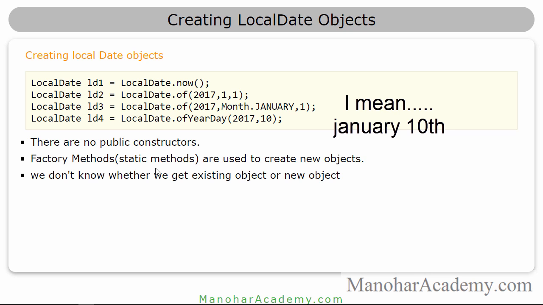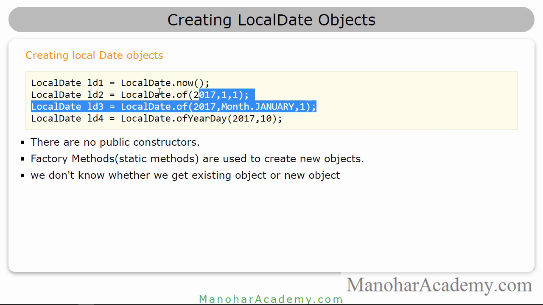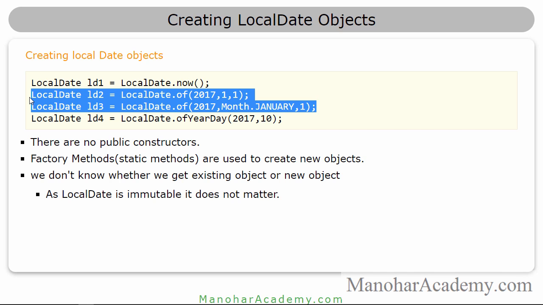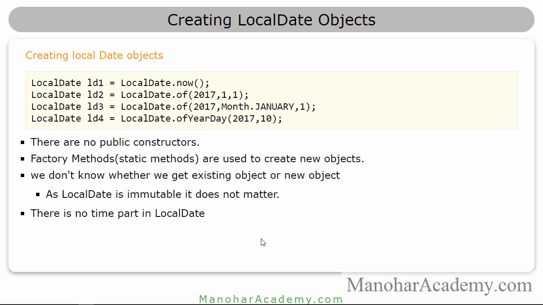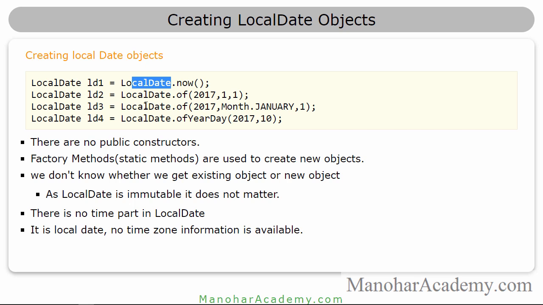Okay, and also we don't know whether we are going to get the same object by these two calls. We may be getting the same object or a new object. We don't know that. But because local date is immutable, it doesn't matter whether we are getting the same object or a new object. We are getting an object. That's it. Okay, and as we can see here, there is no time part in the local date, so it only stands for a date. It is called local date because there is no time zone information as well.